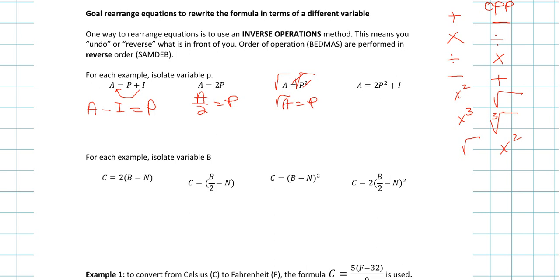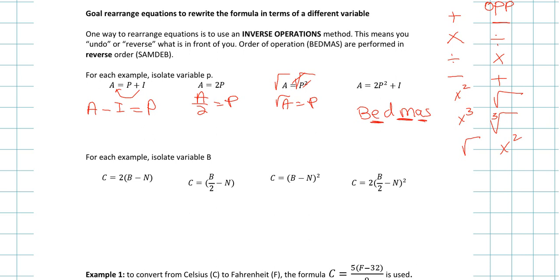So the next one is A equals 2p squared plus I. Here's where reverse order of operations is going to happen. What's the first thing you want to get rid of? The addition. If I tell you p is 10, what do you do? You sub it in, then you do 10 squared, then you multiply by 2, then you add whatever I is. So your order is exponent, multiplication, then addition.